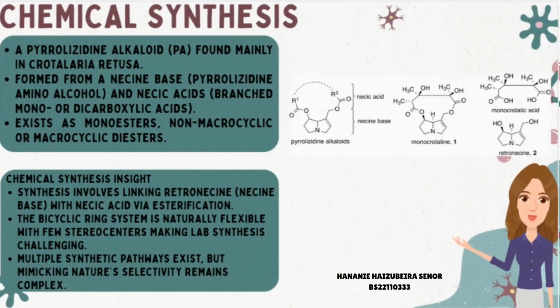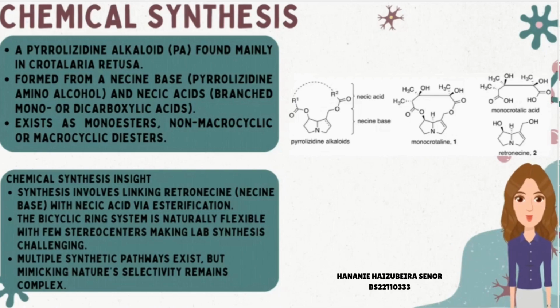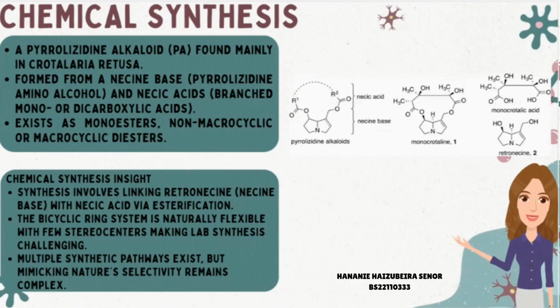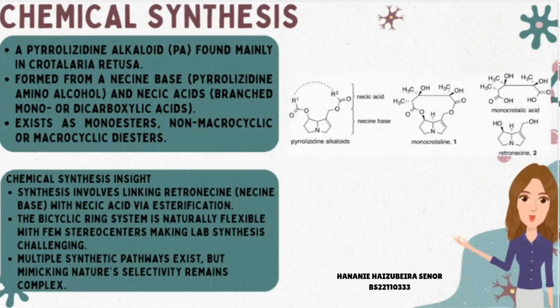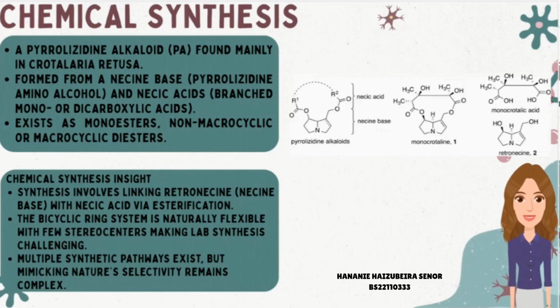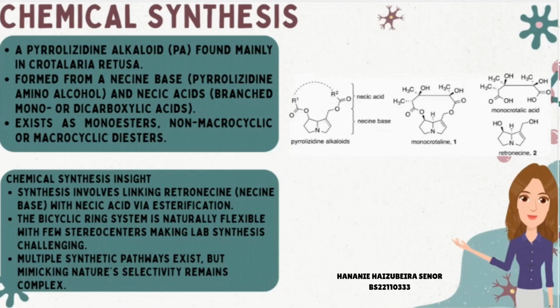Most PAs, including monocrotaline, are made up of two parts: a necine base, which is a pyrrolizidine amino alcohol, and a necic acid, which is typically a branched mono or dicarboxylic acid with 4 to 6 carbon atoms. When these two components combine, they form monoesters, non-macrocyclic diesters, or macrocyclic diesters like monocrotaline.